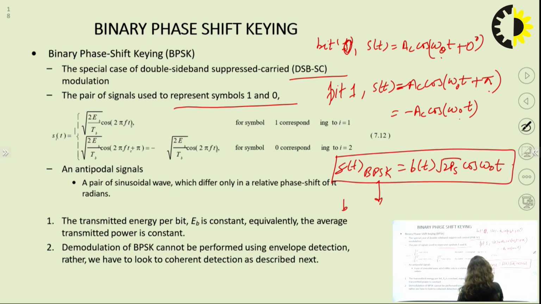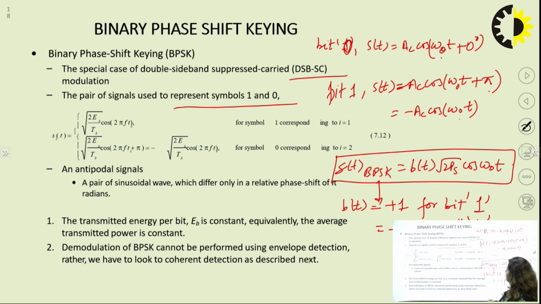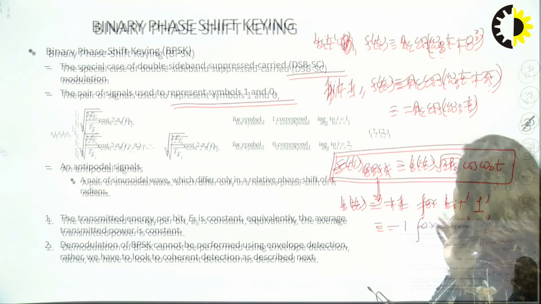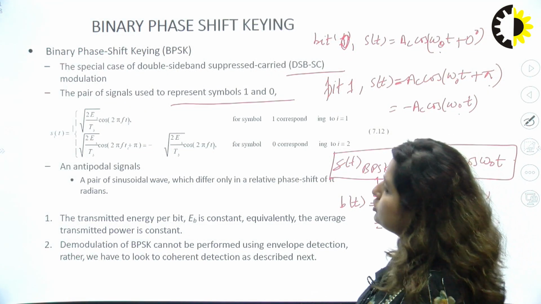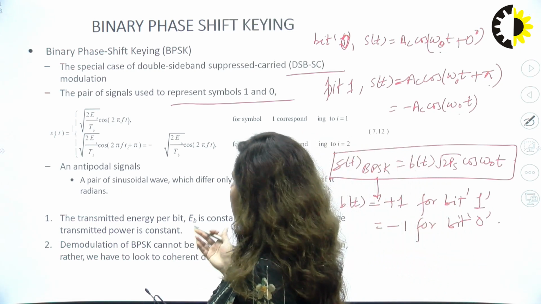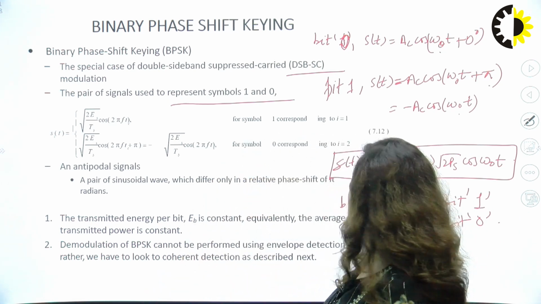The value of b(t) is plus 1 for bit 1 and minus 1 for bit 0. So you will get under root 2Ps cos omega naught t at one level, and at the other level it is minus under root 2Ps cos omega naught t. So basically the BPSK signal has two levels, one for bit 1 and one for bit 0. According to that we have the change in the equation, b(t) under root 2Ps cos omega naught t.